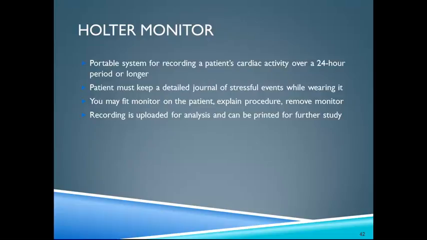You may fit the monitor on the patient and explain the procedure, and then also you will have to remove the monitor. Sometimes patients will remove them on their own. Recording is uploaded for analysis and can be printed for further study.